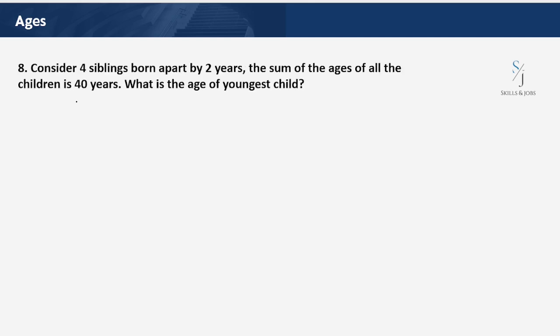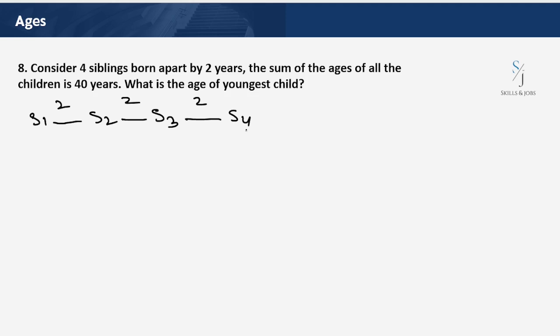Now let us move on to the next question. Consider four siblings born 2 years apart. The sum of the ages of all the children is 40 years. What is the age of the youngest child? So what is mentioned, there are four siblings. Let us take the siblings as S1, S2, S3, S4. They are born 2 years apart. So the gap between these children is 2 years. The next child is born after every 2 years.